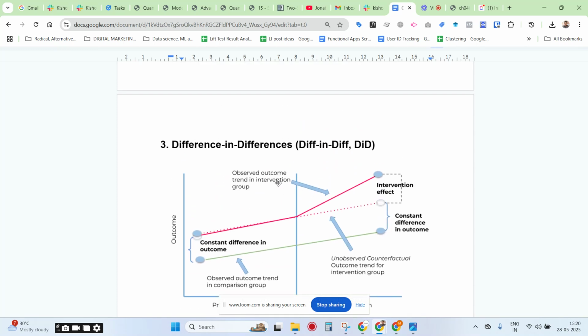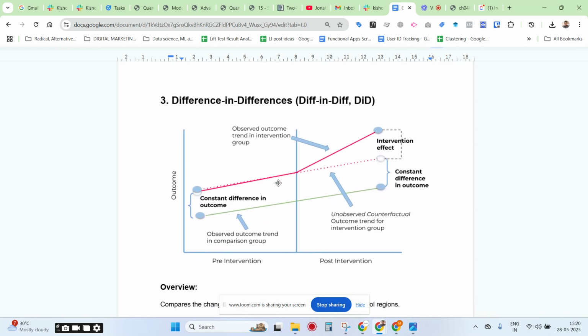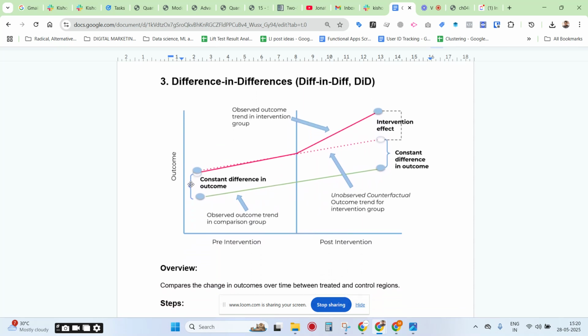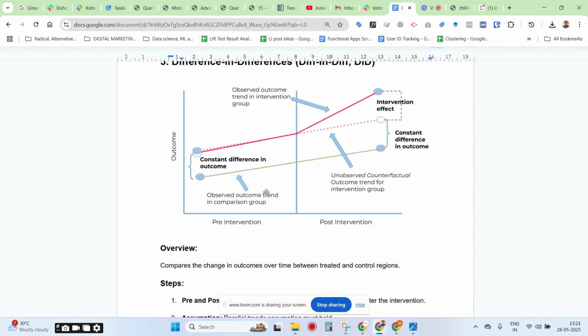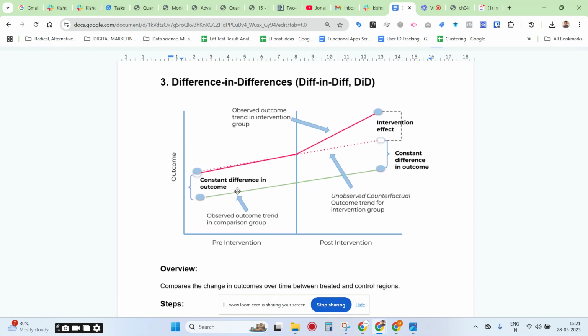Now comes difference in differences. Difference in differences is again a very popular, relatively simpler method, I'd say. And the concept is very similar. You'll see a very similar kind of graph repeating itself for the causal methods. So you'll see that in this case, the assumption here is that you have very similar trends in both the control group and the intervention group.